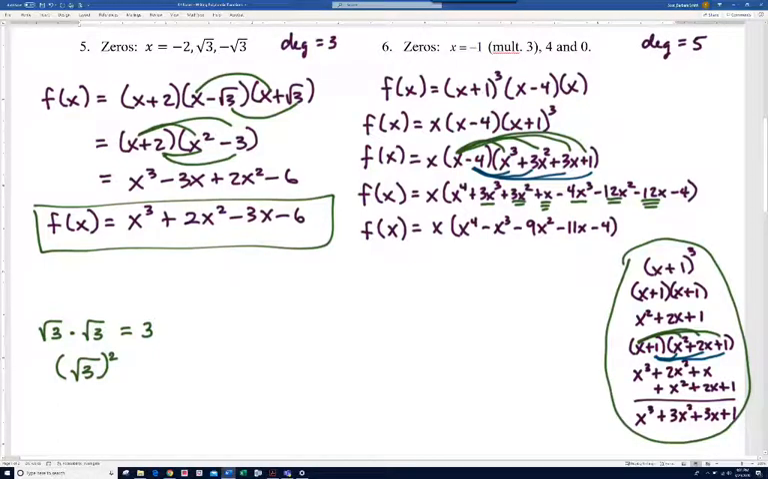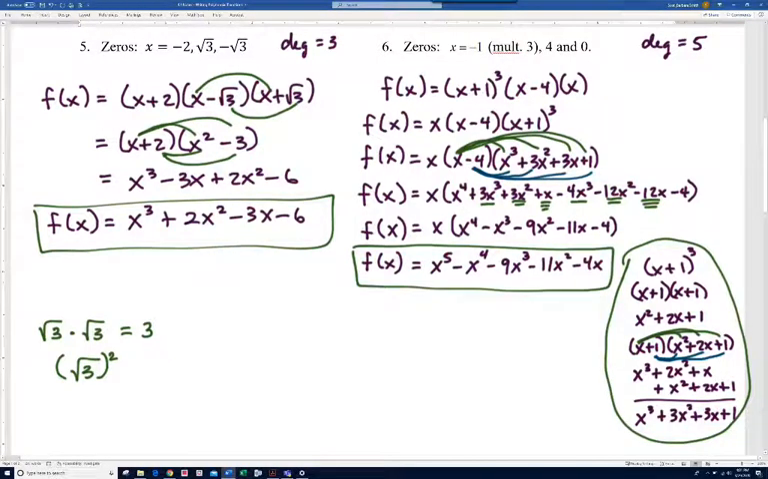So finally, all we have to do is distribute the x. And we're going to get f of x equals x to the 5th minus x to the 4th minus 9x cubed minus 11x squared minus 4x. All right, let's move on to the next page.